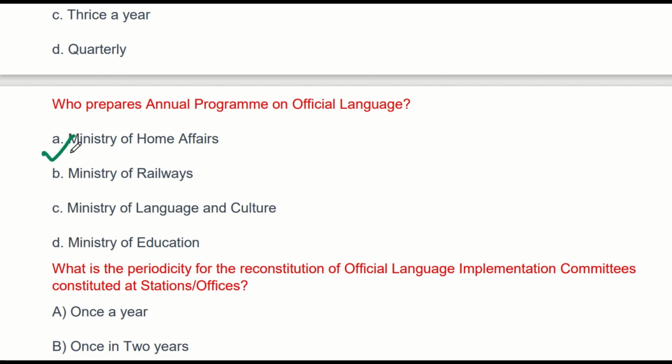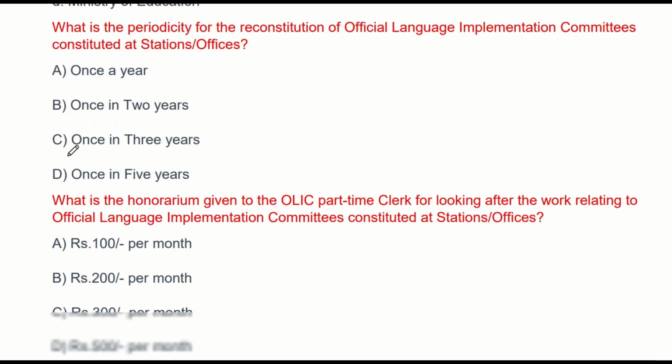What is the periodicity for the reconstitution of official language implementation committees constituted at stations offices? A. Once a year. B. Once in 2 years. C. Once in 3 years. D. Once in 5 years. And right option is option C.